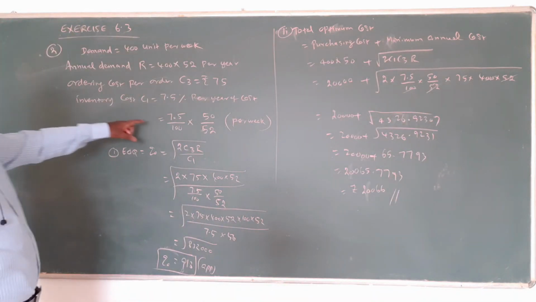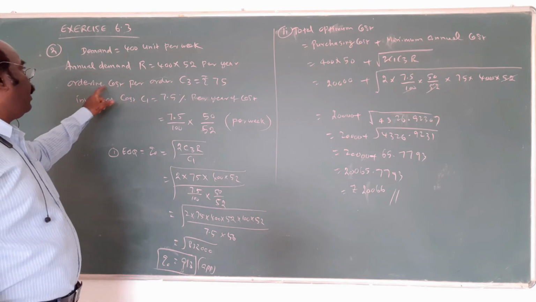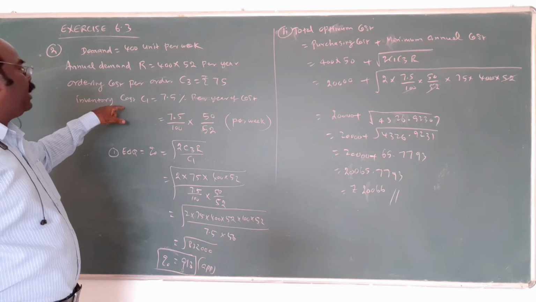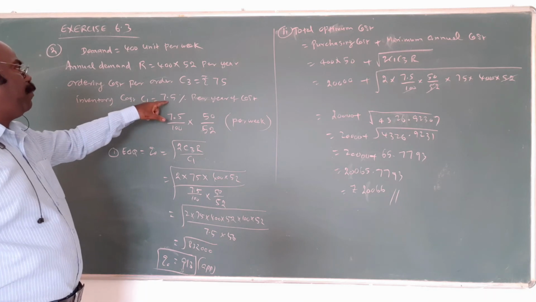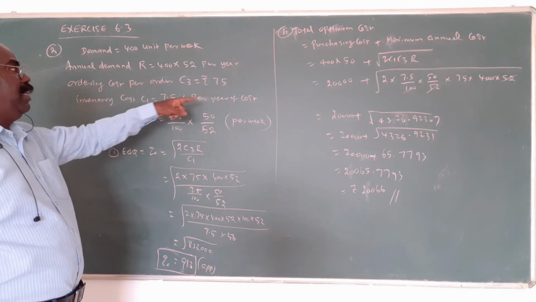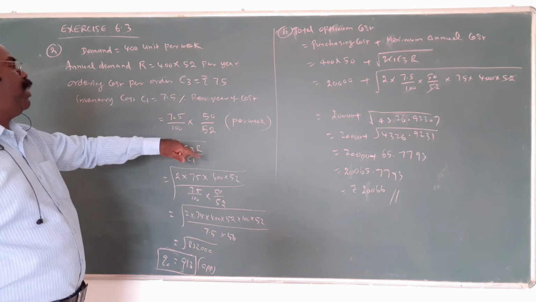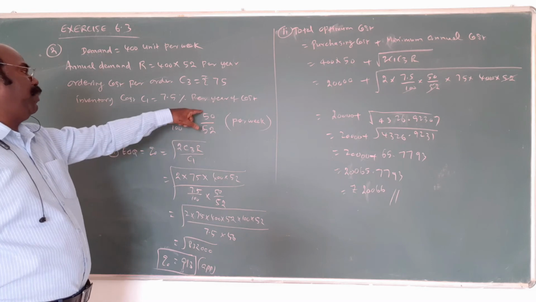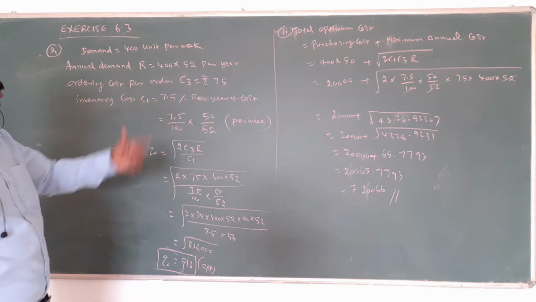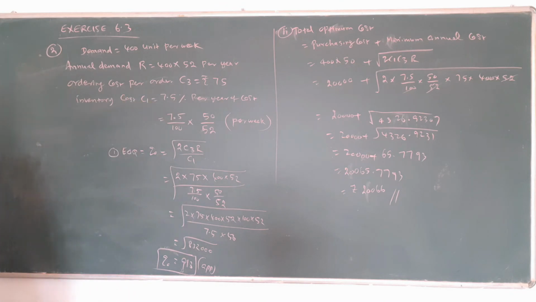But here there is only a small idea. The ordering cost is directly given. The inventory cost or holding cost C1 is 7.5% per order cost. The cost is also given. That's why divided by 52, multiplied by 50. Percentage is 7.5 by 100. This takes out. Then write the formula and substitute the answer. We have only two problems in this exercise. Both are over.